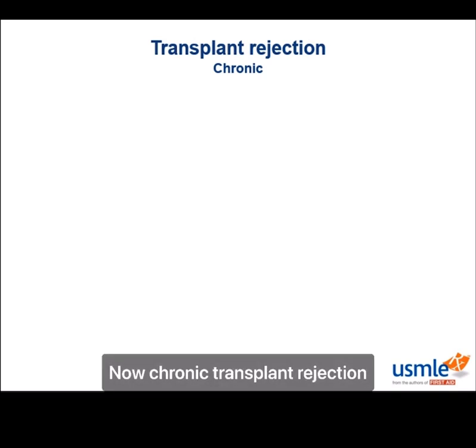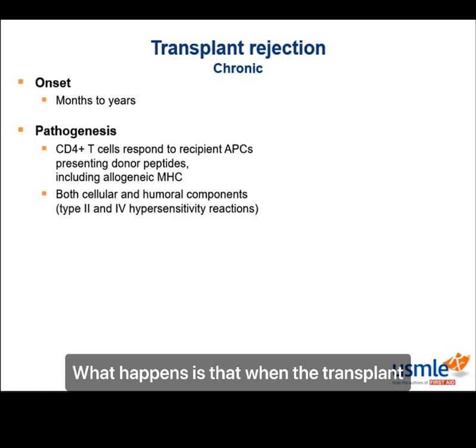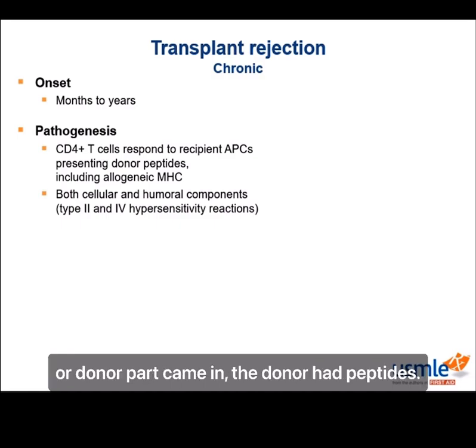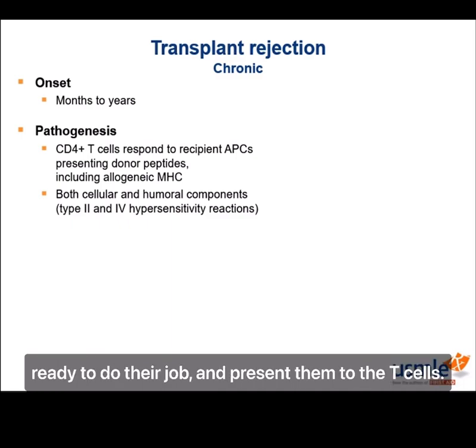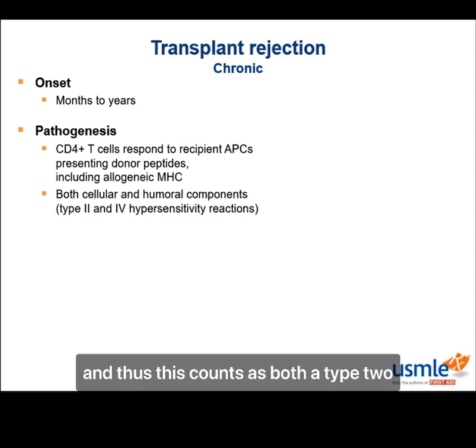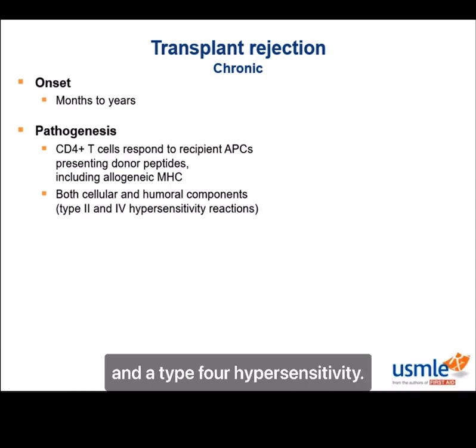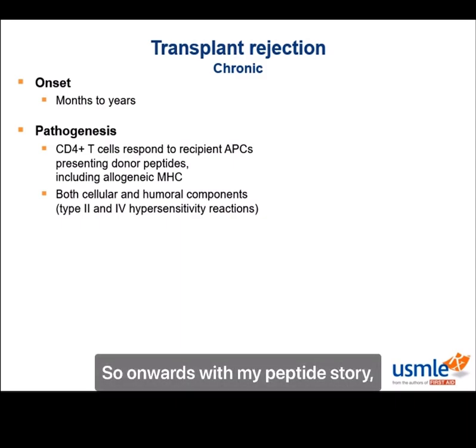Now, chronic transplant rejection can occur months to years after the transplant. What happens is that when the transplant or donor part came in, the donor had peptides. And so the recipient who got the transplant saw those peptides and responded by getting its antigen-presenting cells ready to do their job, and present them to the T cells. Now, this involves both cellular and humoral components, and thus this counts as both a type 2 and a type 4 hypersensitivity. So, onwards with my peptide story.